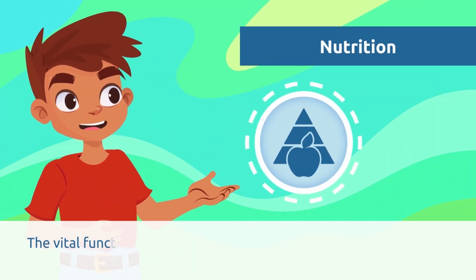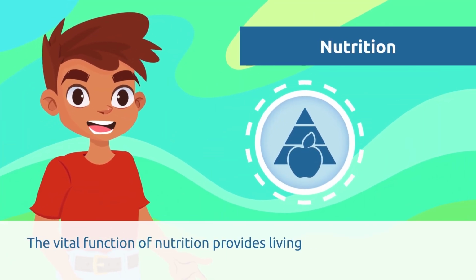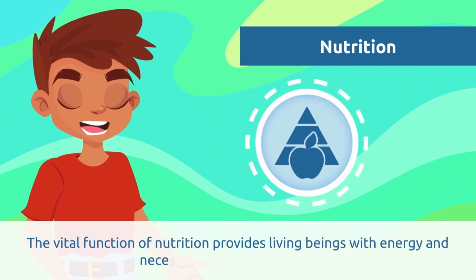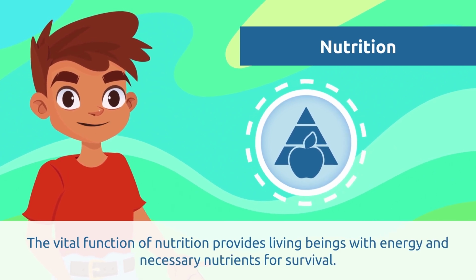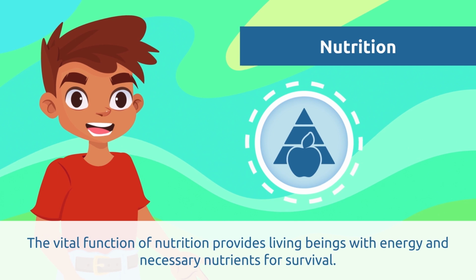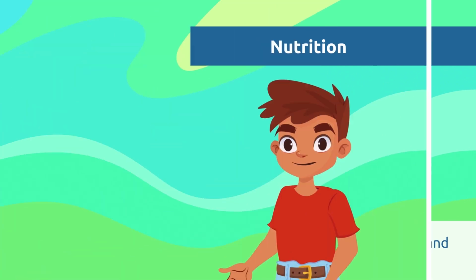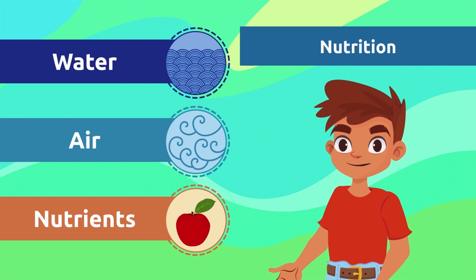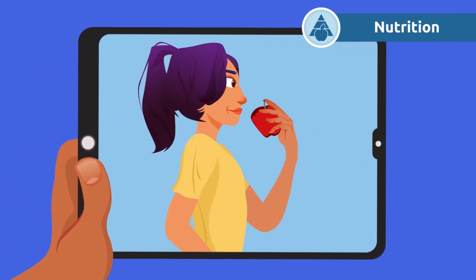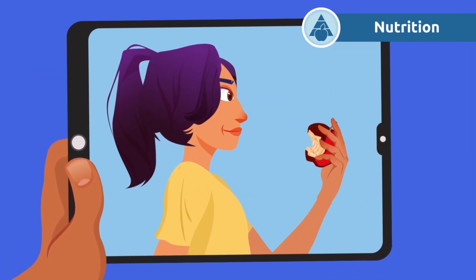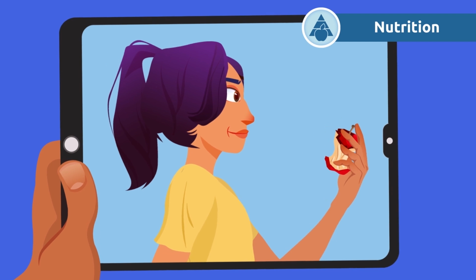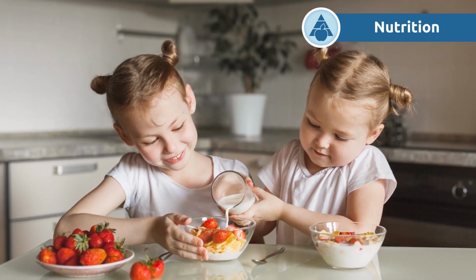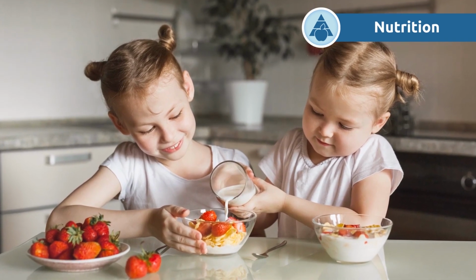The vital function of nutrition provides living beings with energy and necessary nutrients for survival. To carry out this function, living beings need water, air, and nutrients. The majority of living beings get nutrients from the food they eat. For example, having breakfast gives you the nutrients you need.